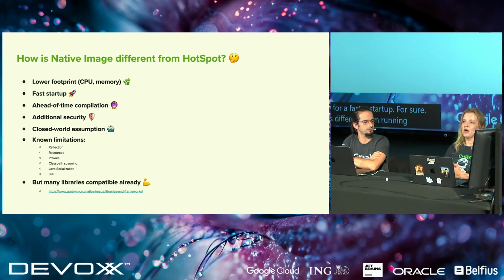So quickly about how this is different from running on HotSpot. We have seen already that my application now starts much faster. Also, it uses way less memory. So where this is coming from, it's coming from the fact that we offer you a trade-off where you can move all that work that the JVM normally does at runtime.